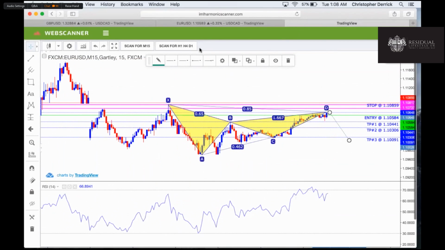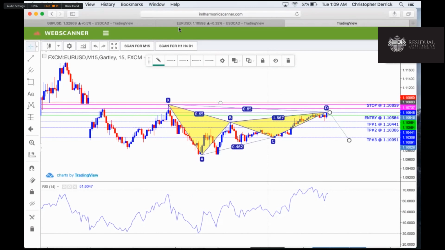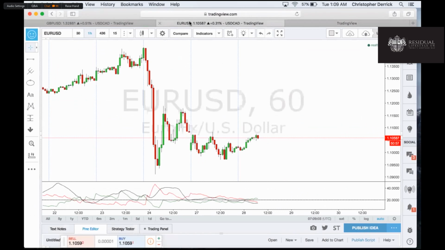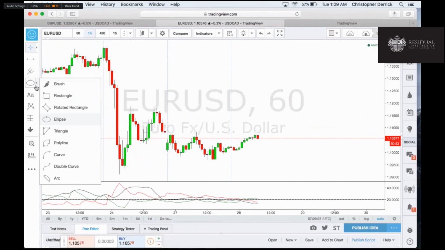Boom. The harmonic scanner gives me a reversal for a sell on the 15-minute. You know what I'm saying? And you're able to see it on the 1-hour as well, right? Then you come on here, you're like, all right, cool. You come on here and draw a zone out.